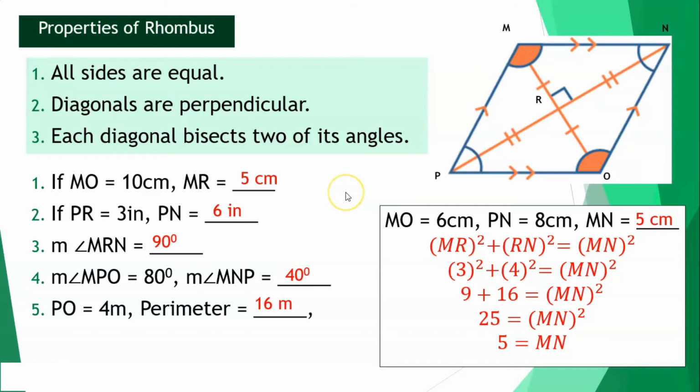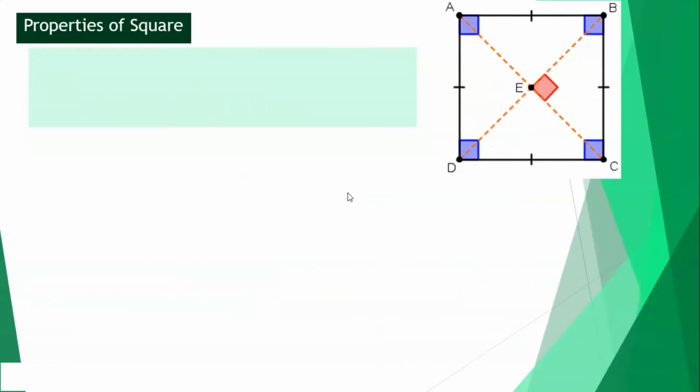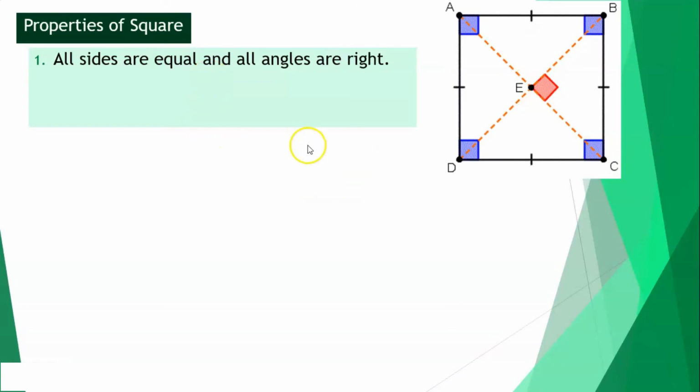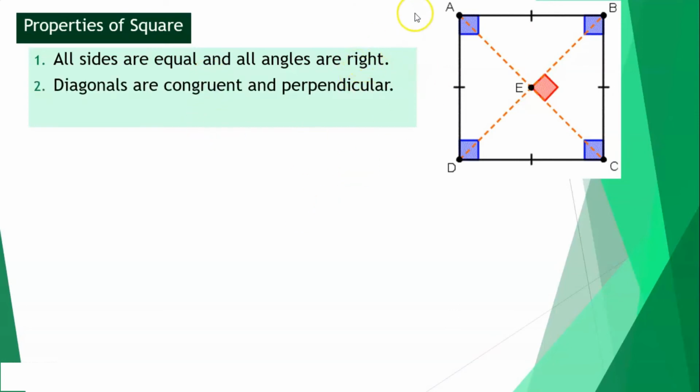Now, let's have a square. So what are the properties of a square? So take note, a square is a rectangle and a rhombus combined. So with this, all sides are equal and all angles are right. That is a square. Next, diagonals are congruent and at the same time perpendicular.